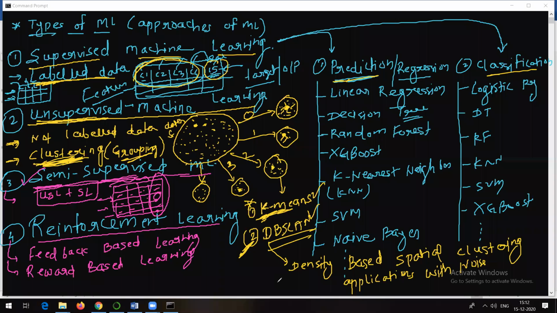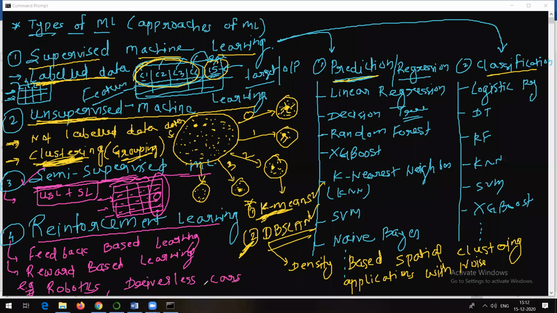So see, what happens is, if I want to tell you the best possible example for reinforcement learning, it is robotics. Robotics is the best example for feedback based learning. Or, as I told you earlier, driverless cars.